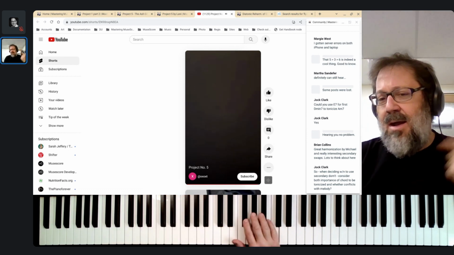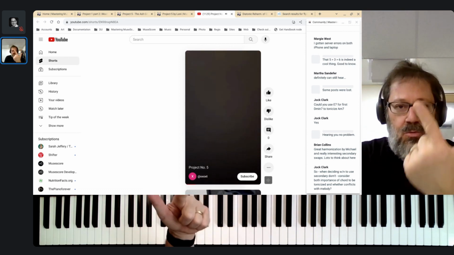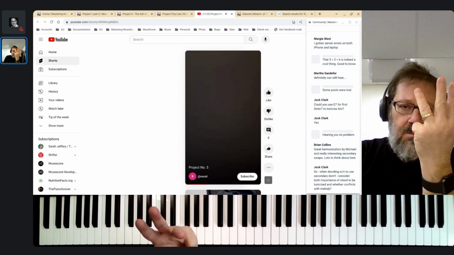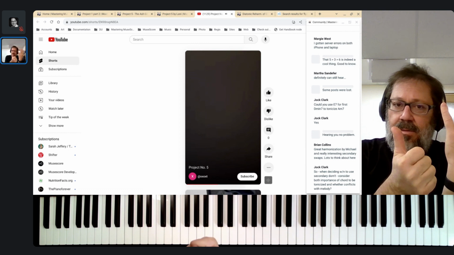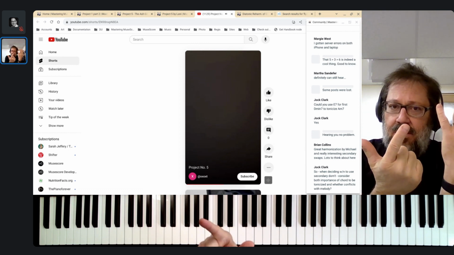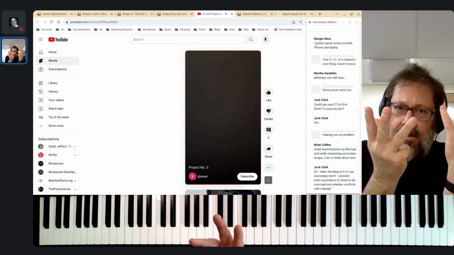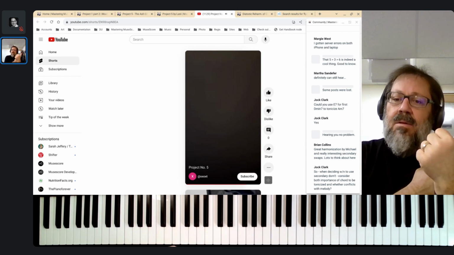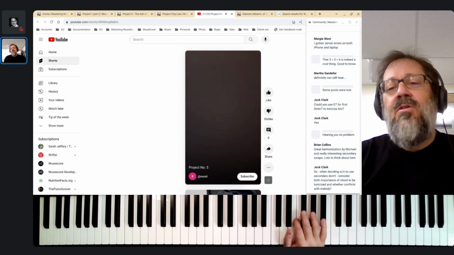All right, my finger counting, I made the mistake of going to 4 and starting over again. So this time I won't. 2, 3, 4, 5, 6, 7, 8, 9, 10, 11, 12. So the question is, in which of those measures was there a secondary dominant?